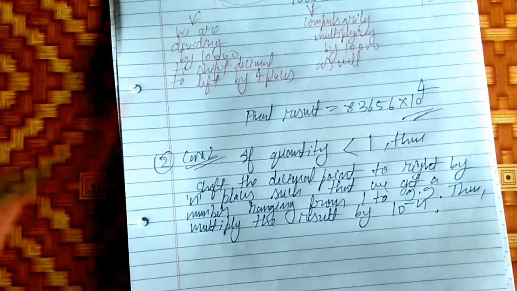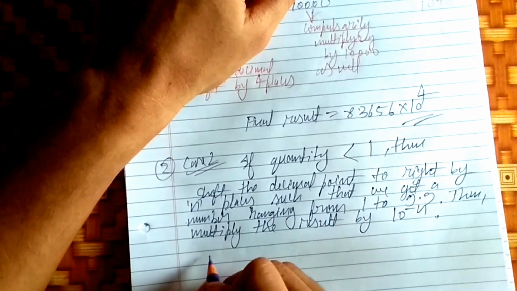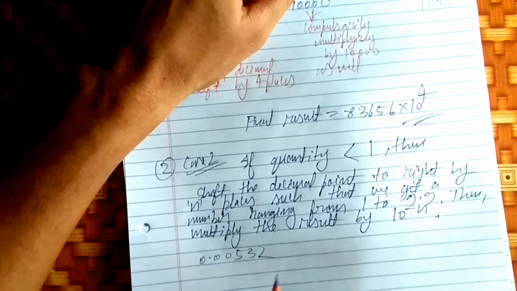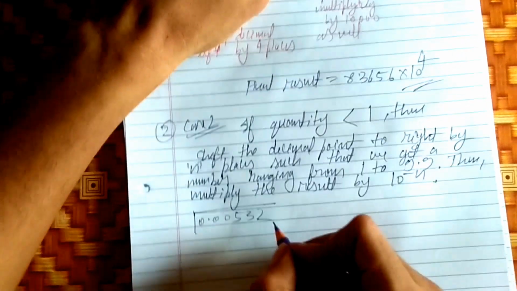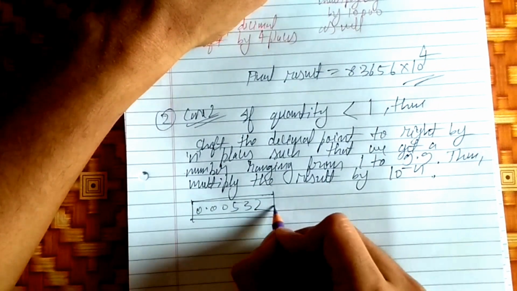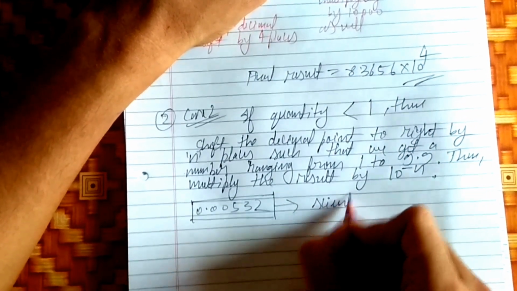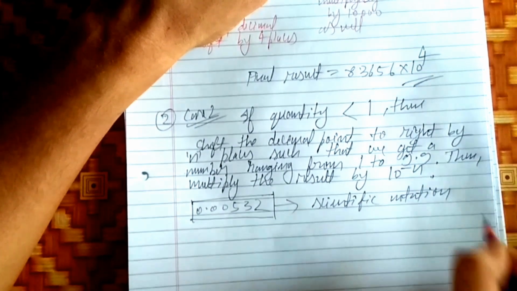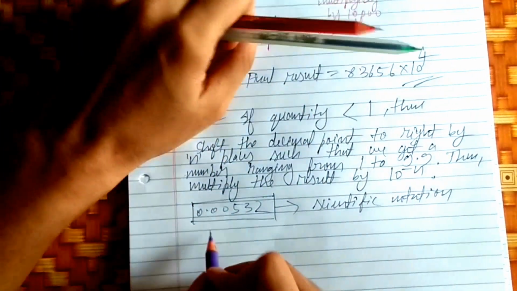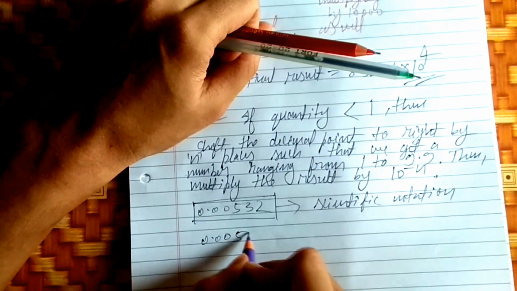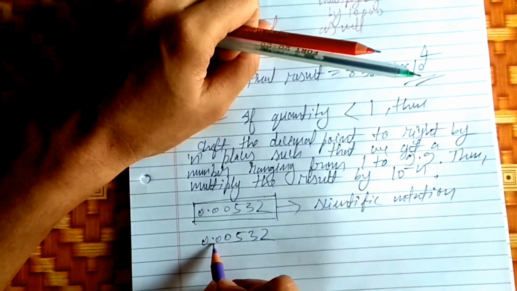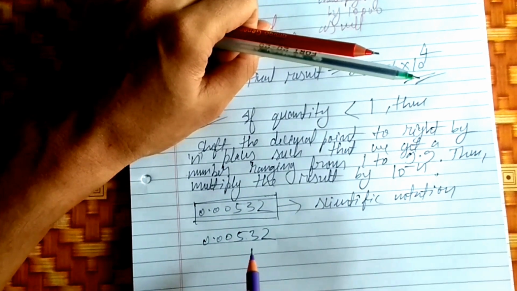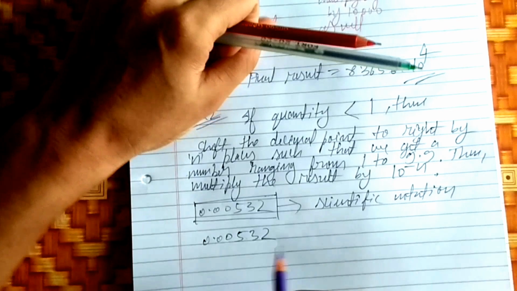Now suppose we have 0.00532 and we want to convert it to the scientific notation. Then how will we do that? We will again write 0.00532. Now see, if we shift the decimal point 3 places to the right, it will become 5.32, which is between 1 and 9.9.